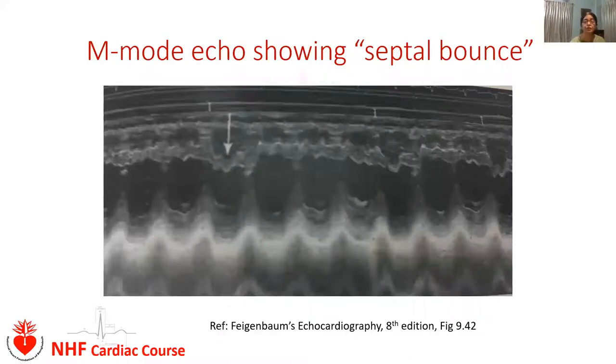Here, M-mode echo showing septal bounce. We can see the posterior motion of the septum during diastole. As Dr. Bodhisattva very nicely explained the ventricular interdependence, here we also see that when the right ventricle size increases during inspiration, the left ventricular size decreases. Because in case of constrictive pericarditis, the intracardiac volume is fixed. So when there is a decrease in LV, there is an increase in RV. This relation is fixed. And septal bounce is one of the pathognomonic features of constrictive pericarditis.